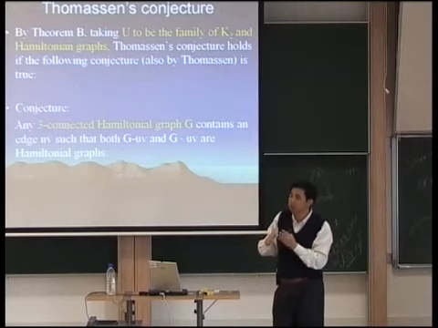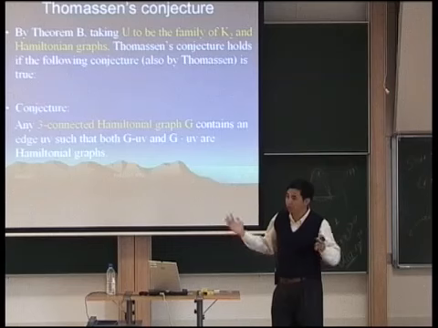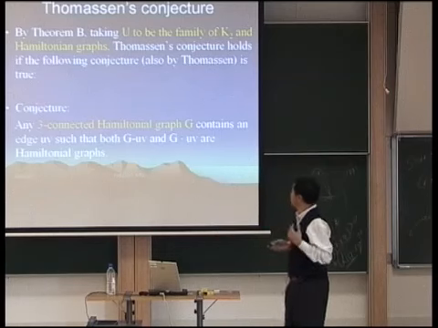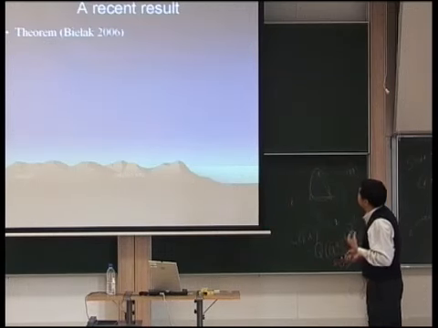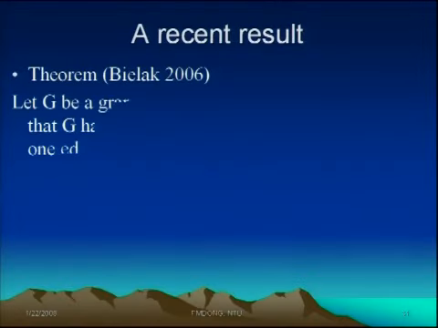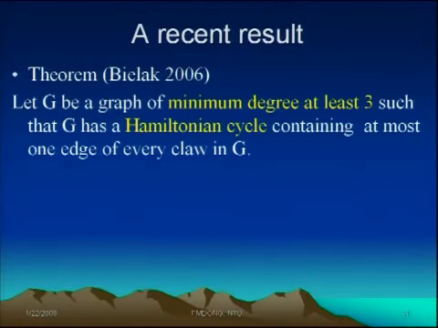And both can be split into smaller graphs with Hamiltonian cycles. Okay, that's the idea. And there's a result about Hamiltonian cycles, Beard's result in 2006. I don't know if it's 2006 or 2007. Maybe here I made a mistake, maybe 2007. Here they say if a graph G has minimum degree 3 and G has a Hamiltonian cycle containing at most one edge of every cross in G.